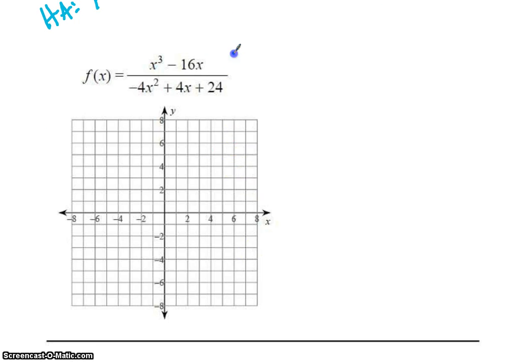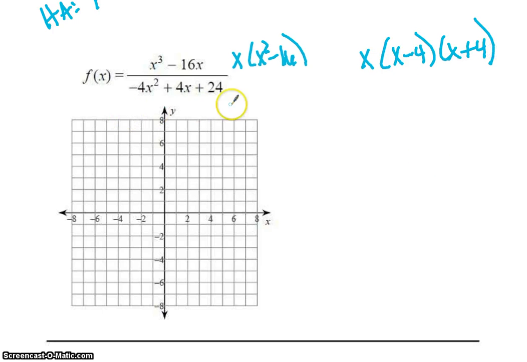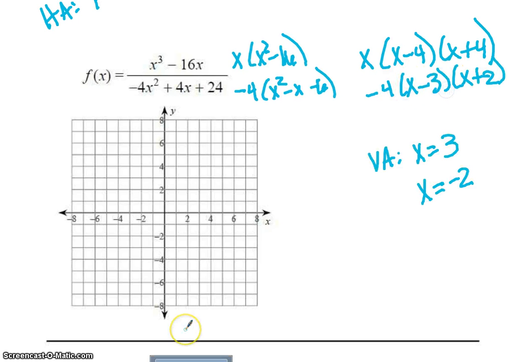This one you need to see what you can do. Pull out an x, leaves you x squared minus 16. So that's difference of squares, and it becomes x, x minus 4, and x plus 4. Bottom one here, you could pull out a negative 4 because we don't really like that negative x squared. So it's going to change every sign and divide by 4. And it becomes x squared minus x minus 6. So keep your negative 4, and it becomes x minus. You will have a vertical asymptote at x equals 3 and at x equals negative 2.